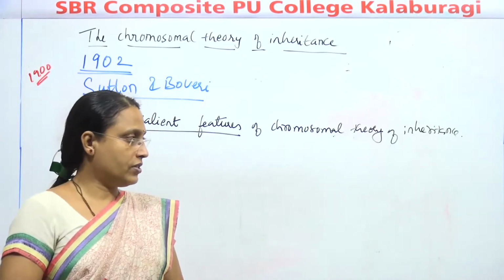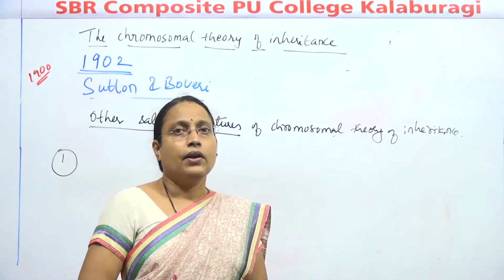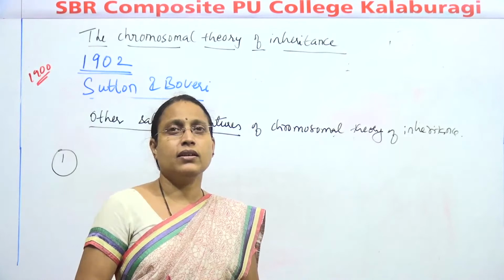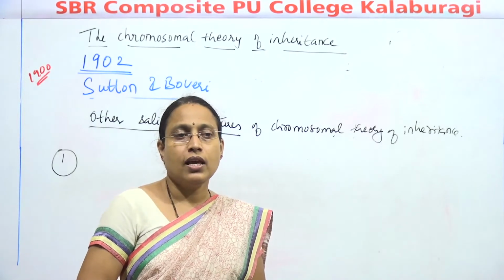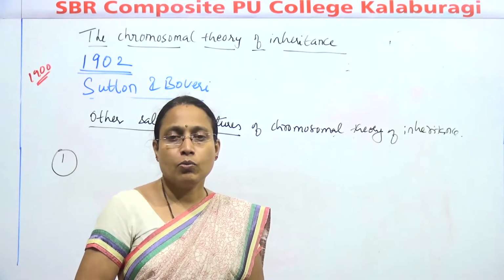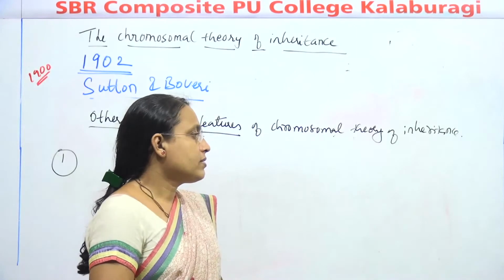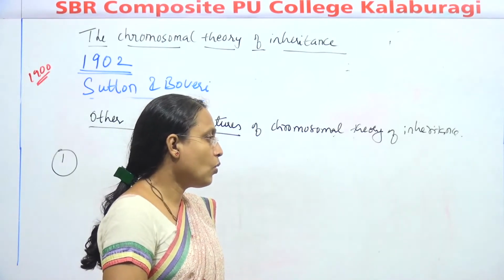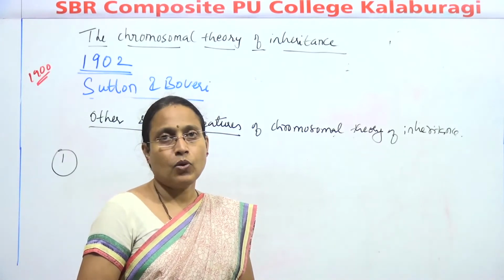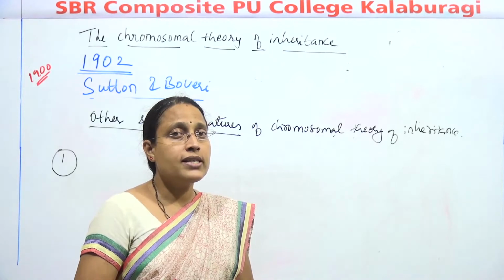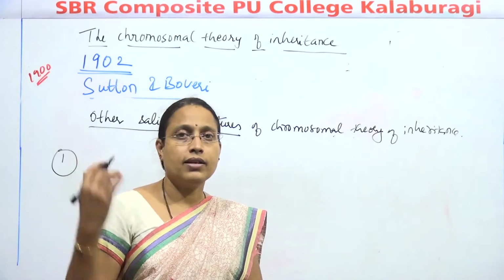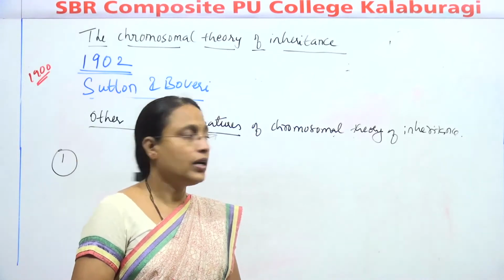So, other salient features include: what did they find out after studying the chromosomes? Now, why is there a word called chromosome? Because chromosome stands for colored bodies. Chroma means color, soma means body. So chromosomes means colored bodies. How were they able to observe the colored bodies? It is because advanced microscopy came into existence around 1900.